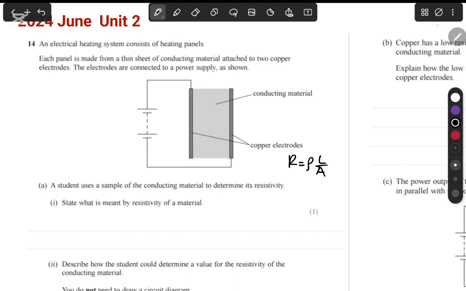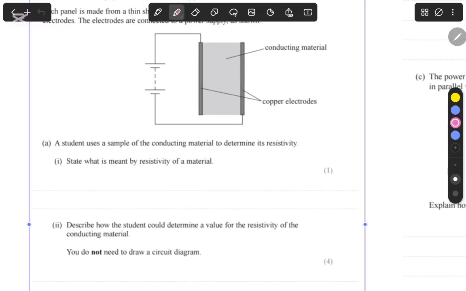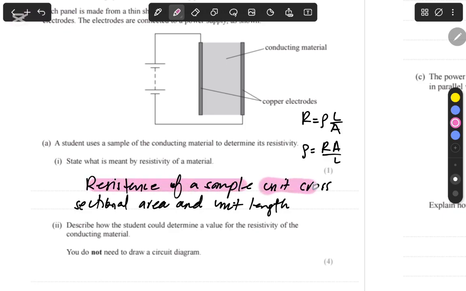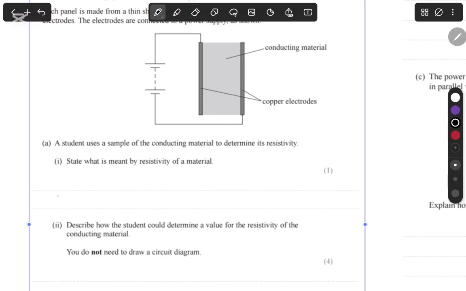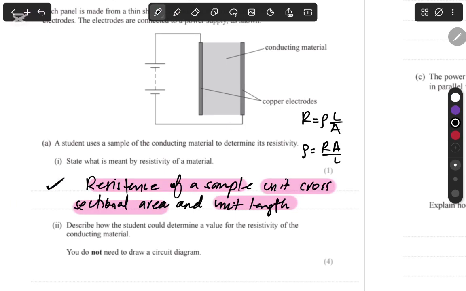So we know resistance R equals rho L over A, and rho is resistivity. If we make rho the subject, we get R times A over L will give us rho. So here's the definition: it's the resistance of the sample, per unit cross-sectional area and per unit length. That's the definition. I will show one more definition as well that you can write, but this is the definition that's there in the mark scheme, and it's the first one that they've given. You can also mention an alternative one, which I will show you just now.